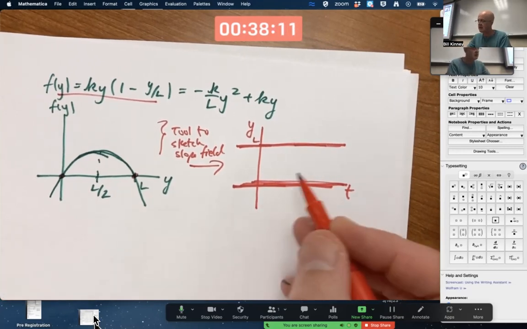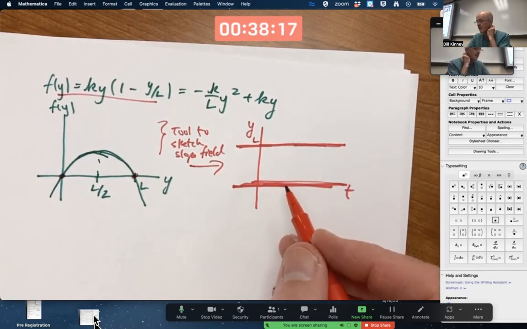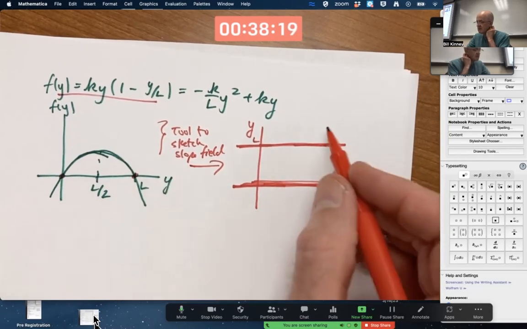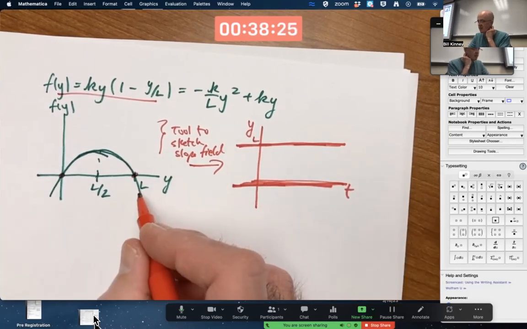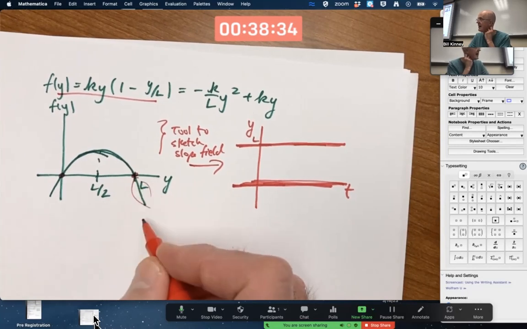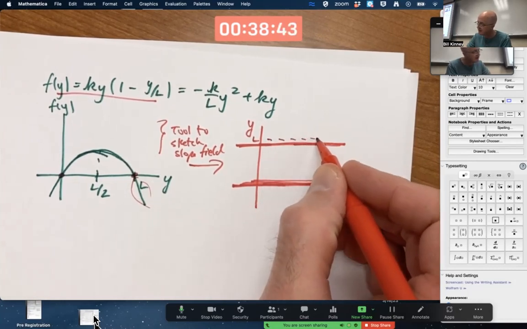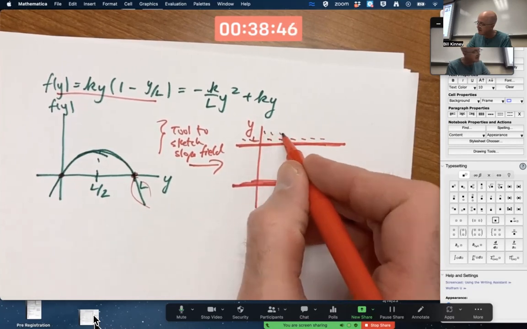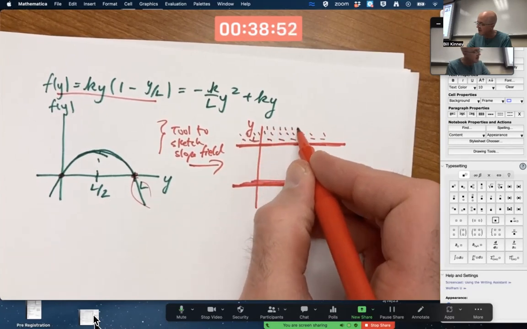Moreover, I can think about what slopes are like in other places in this plane here. If y is bigger than L, if I think about solutions up here, the slope field has negative slopes because f of y is negative when y is bigger than L. This part of the graph is below the axis. F of y is negative, so the slope marks I make up here must be negative. Close to 0 if you're just barely bigger than L, but getting further from 0 as you move away from L. But notice I'm trying to make these constant slopes along horizontal lines.